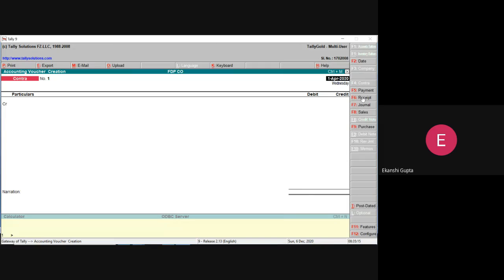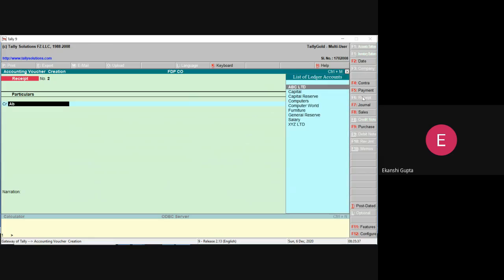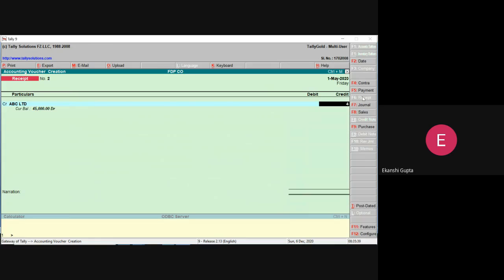Therefore, you will be passing this entry in receipt voucher where the date is 1st of May 2020. Credit will be ABC Limited with amount 45,000. Debit Axis Bank. So Axis Bank is not there, it has not been created as a ledger account.